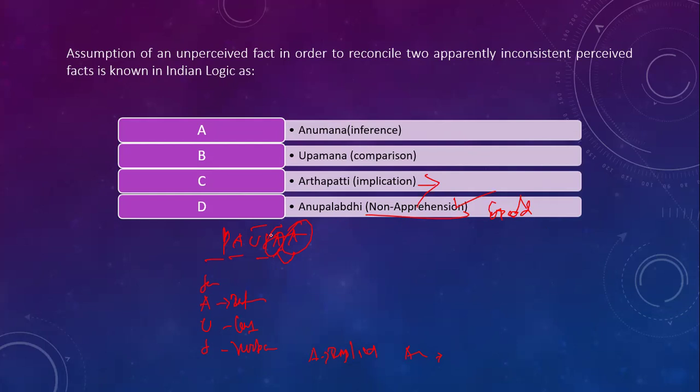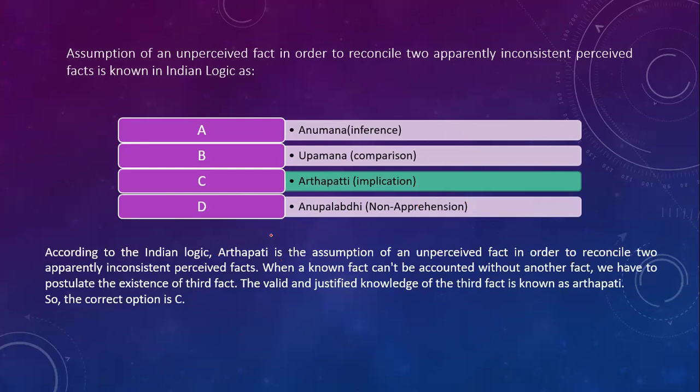Unperceived fact. Okay, we'll see the answer. Apparently inconsistent perceived facts. According to Indian logic, Arthapatti is the assumption of an unperceived fact in order to reconcile two apparently inconsistent facts. When a known fact cannot be accounted for without another fact, we have to postulate the existence of a third fact. The valid and justified knowledge of the third fact is known as Arthapatti. This is Arthapatti, implication.